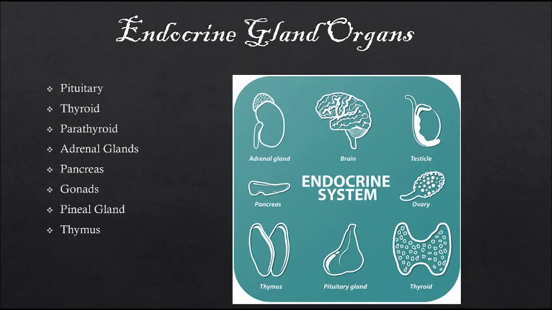All the endocrine gland organs include the pituitary, the thyroid, the parathyroid, adrenal glands, pancreas, gonads, the pineal gland, and the thymus.